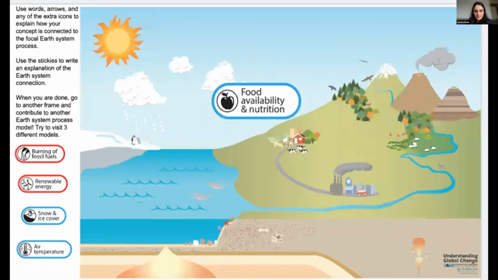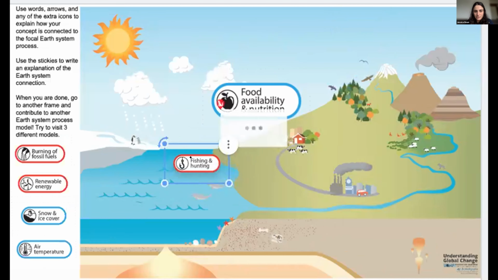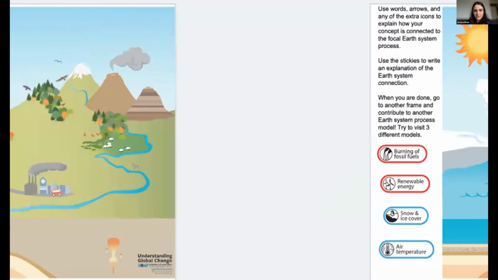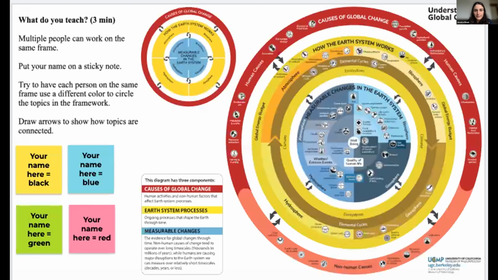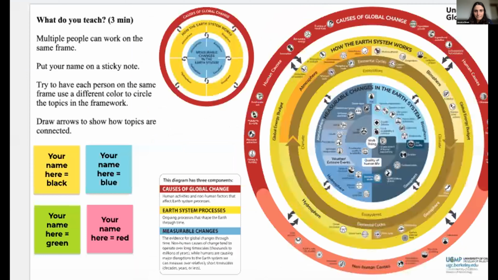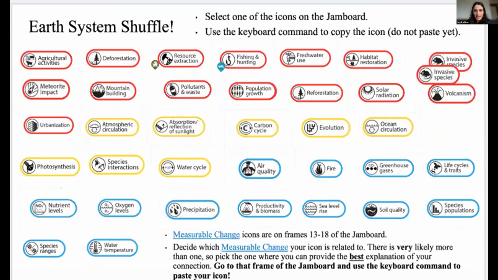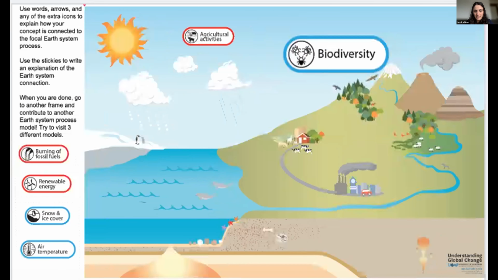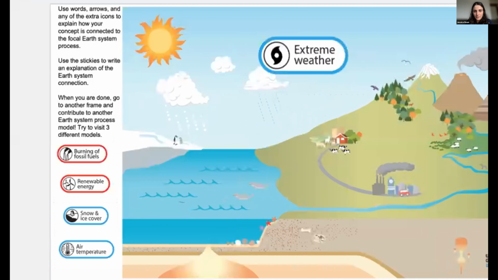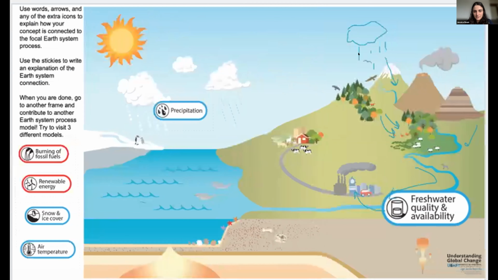Great. So how would I relate fishing and hunting to food availability? And you can draw arrows and write explanations and connections. Just take a look at some of the other Jamboards. I see some questions in the chat, and I am happy to answer those shortly, but this is great. We're seeing some more icons pop up on different pages.